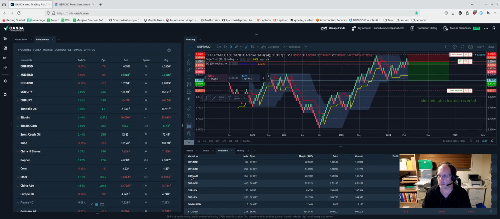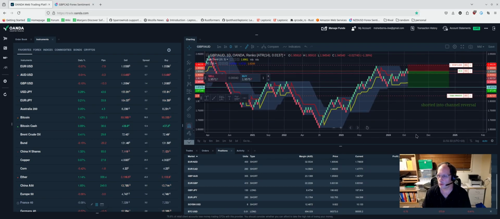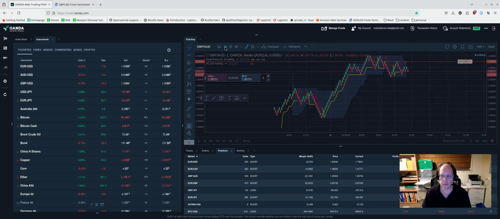Pound Aussie, we are short. We're shorted into a channel reversal, but even though it's climbing, I see now that on the hourly, sorry, not the minutely, the hourly.